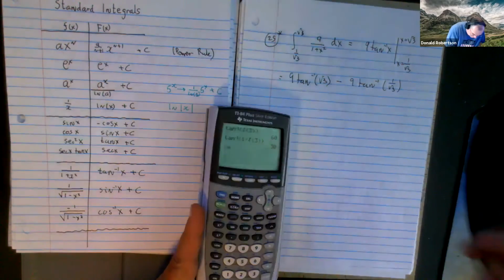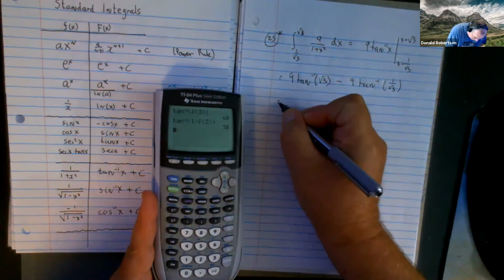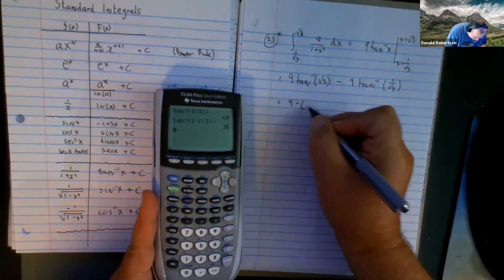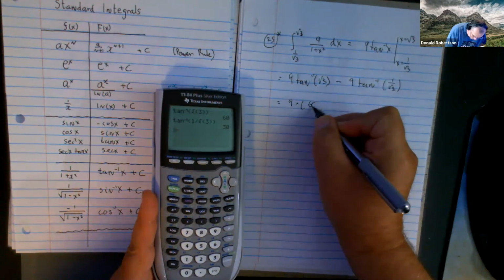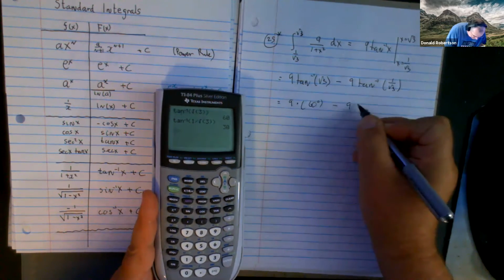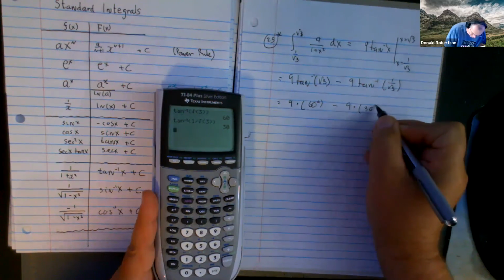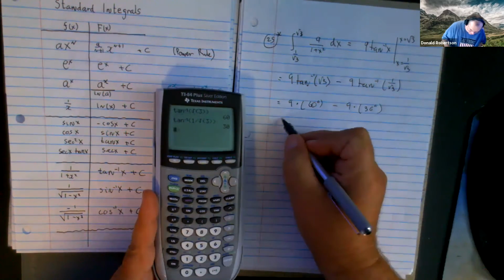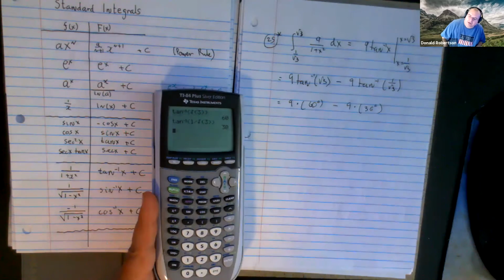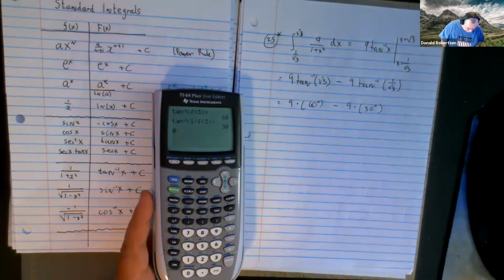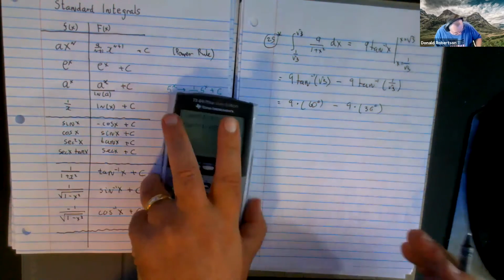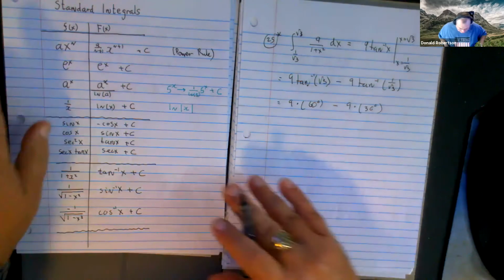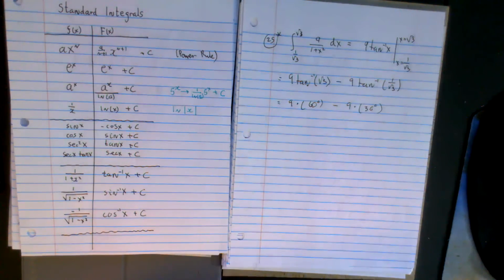And don't write this down because it's going to be wrong. 9 times 60 degrees, take away 9 times 30 degrees. I guess I won't use the degrees anymore. And you come up with some really extreme big number. What's wrong with that? It's not in radians. Correct.